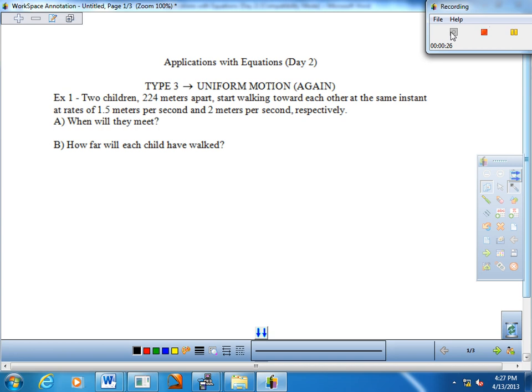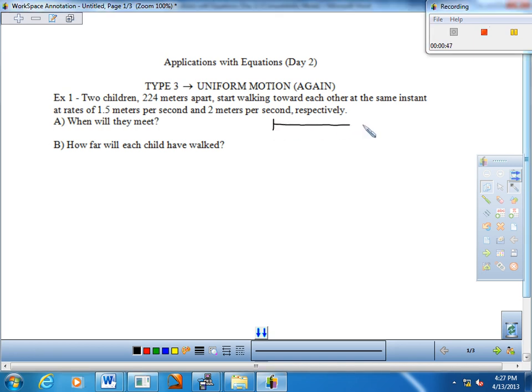So example 1. 2 children, 224 meters apart, start walking toward each other at the same instant at rates of 1.5 meters per second and 2 meters per second, respectively. When will they meet, and how far will each child have walked? All right, so let's see what's going on here. Maybe try to be visual with this.